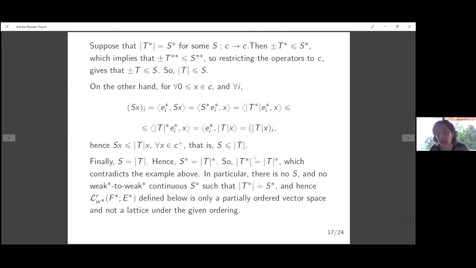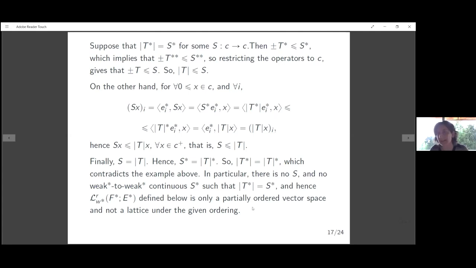And now the final step is that we got that the modulus of T adjoint is the adjoint of the modulus of T for that operator T, for which we had shown that there is a strict inequality: the modulus of the adjoint is strictly less than the adjoint of the modulus. So we can say that there is no operator S such that the adjoint of this S is the modulus of the adjoint. So under the given ordering, this is not a vector lattice. This is not a Riesz space, because it has an element such that the modulus of that element doesn't belong to this space.